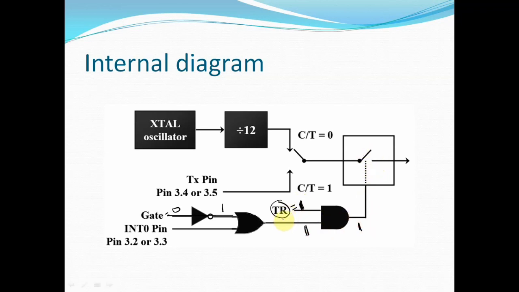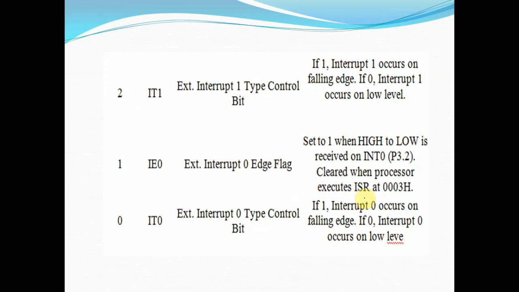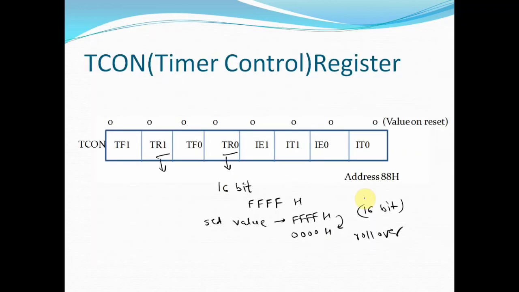And whenever you want to stop the timer, then you have to put this TR0 or TR1 bit equal to 0. When you make this equal to 0, as one of the inputs to the AND gate is 0, the output will be 0 and it is going to stop the timer. So these are the two bits, TR1 and TR0, which are called timer run bits.